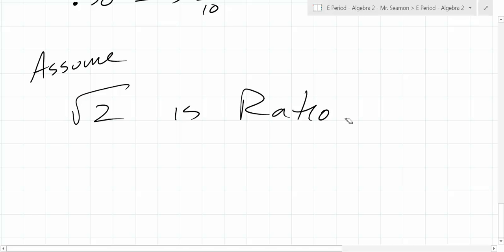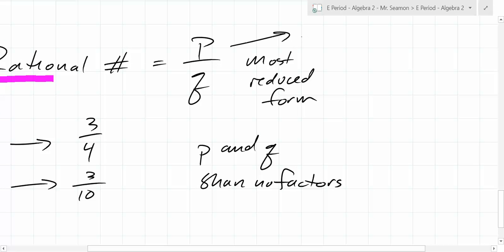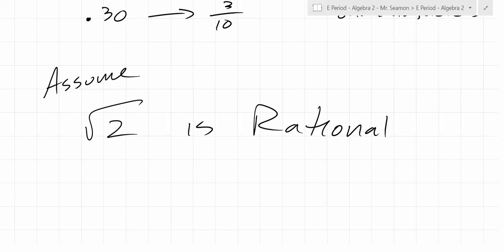Wouldn't you write that over 1? You could, but then the square root of 2... Oh, excuse me. P and Q both have to be integers. So the square root of 2 is not an integer, right? You could write it as a fraction, the square root of 2 over 1, but is the square root of 2 an integer, Aubrey? It's not.